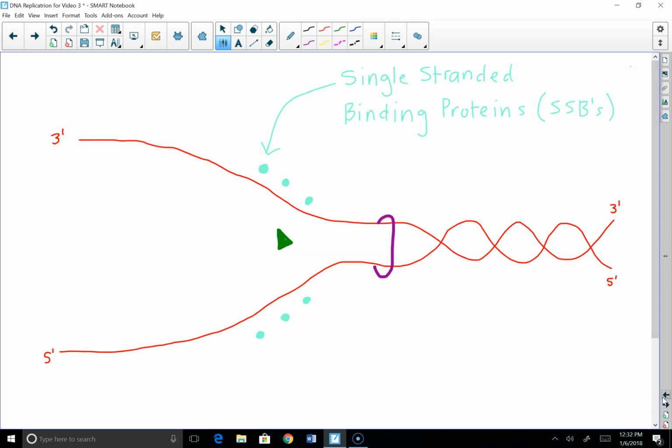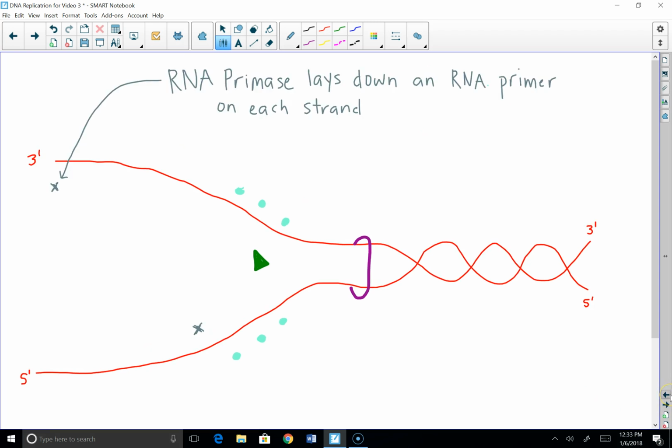Well, we got to keep the 2 strands from reannealing or going back together. So the SSBs act as thumbtacks, and they help to keep the strands apart. And that is very important because we have not copied anything yet. Once the strands are apart, they are staying apart. The SSBs have done their job.